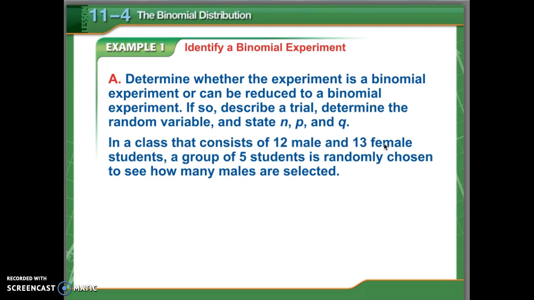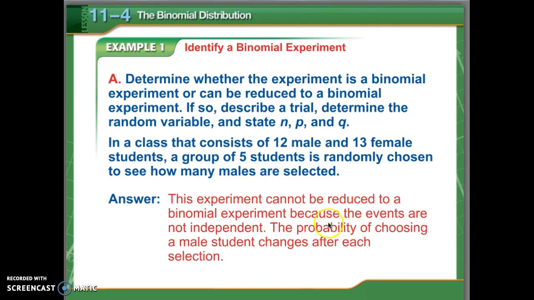So the first thing you want to think about is, are there two possible outcomes? Well, there are male students and female students. There's only two possible outcomes. There's no other possibility in it. However, these two scenarios are not independent because once you pick a male student or once you pick a female student, there's fewer of them left. So the probabilities change every single time.